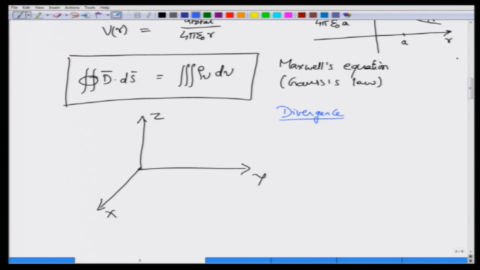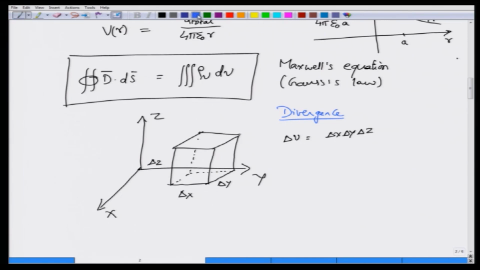So, I have this Cartesian coordinate system, and I am going to consider a differential volume element. This volume element has height delta z, width delta x, and another dimension delta y. So, what is the total differential volume? Delta v, that is delta x, delta y and delta z. Let us also assume that there is a D field which is varying as a function of x, y and z, and we are going to consider the variation of D inside this volume in order to evaluate the left hand side, but we will assume that this volume element delta v is very small.